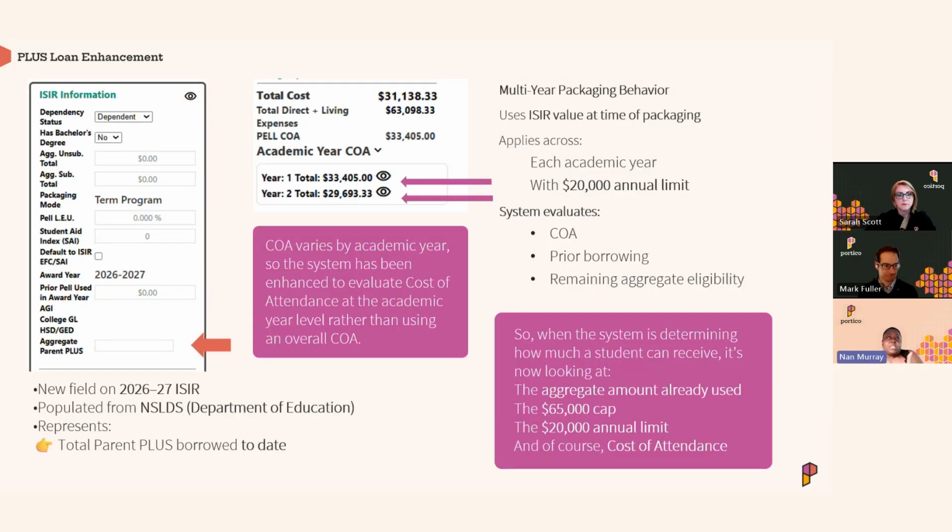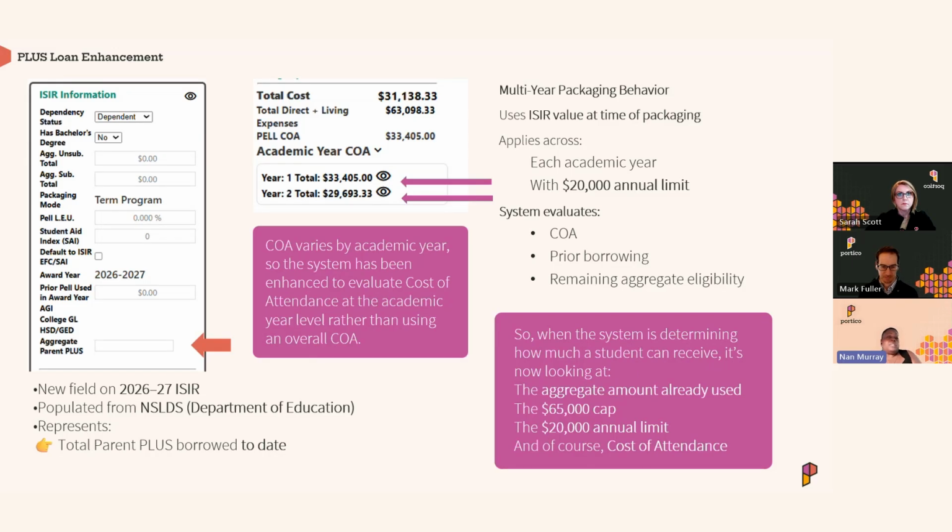So let's talk a little bit more about the plus loan enhancement. For our students that are not grandfathered, you will now see new fields on the actual funding estimate. So you will see the aggregate parent plus. It is a new field. It is populated from what we're getting in from the ICER, from the National Student Loan Database. And it is the total parent plus amount borrowed to date.